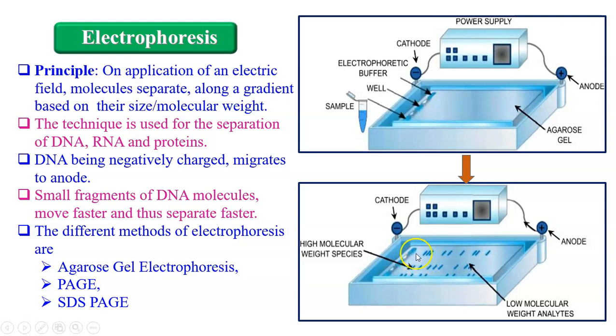Suppose the mixture is of gene segment. Then on application of electric field, the DNA segments start migrating from cathode towards the anode. They move with different speeds and travel different distances depending upon their molecular weight. They separate along the gradient from higher molecular weight to lower molecular weight, forming the series of bands.